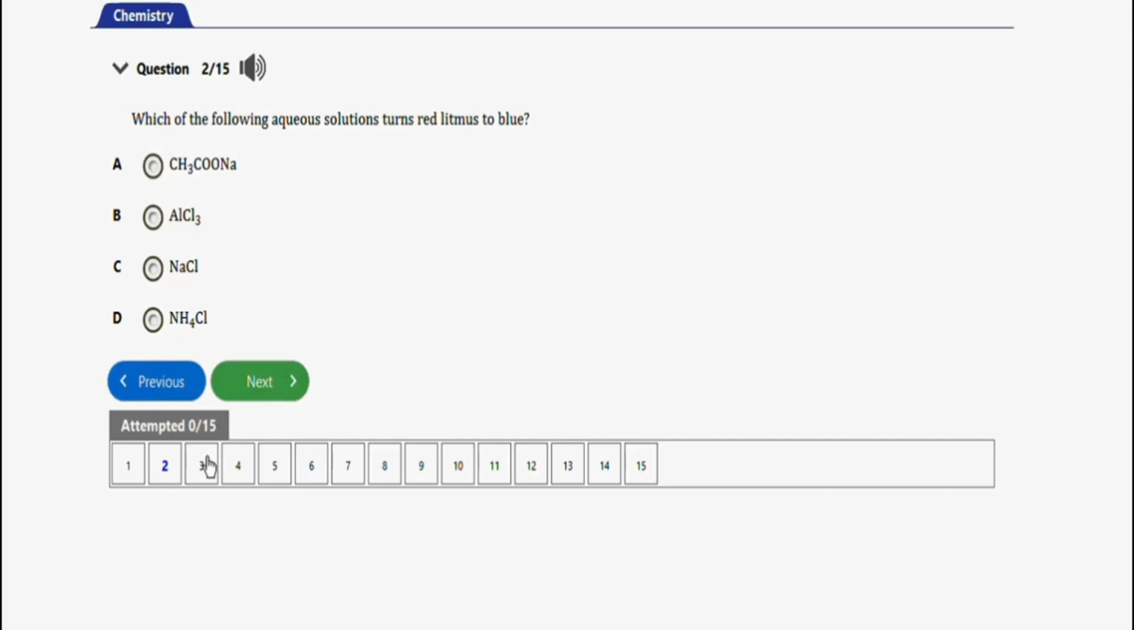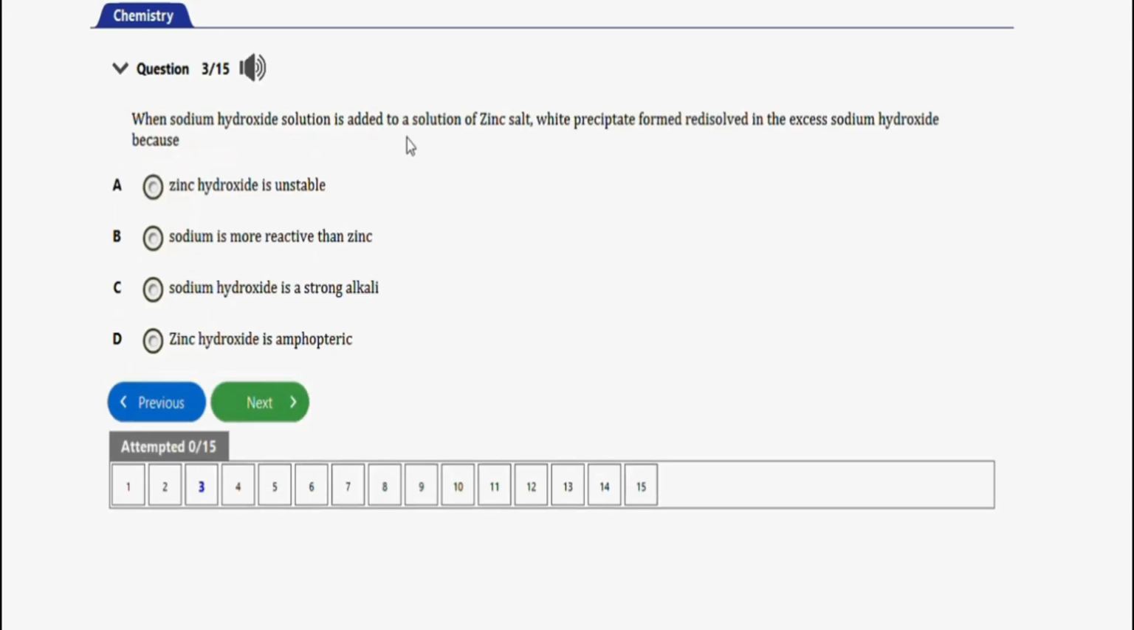The next repeated question says, when sodium hydroxide solution is added to a solution of a zinc salt, a white precipitate forms which dissolves in excess sodium hydroxide because: option A, zinc hydroxide is unstable. No. Sodium is more reactive than zinc. No. Sodium hydroxide is a strong alkali. No. Zinc hydroxide is amphoteric. Yes. Amphoteric oxides are oxides that can react as both acid and base to form salt and water only. So the white precipitate formed will dissolve in the excess sodium hydroxide because it is amphoteric.